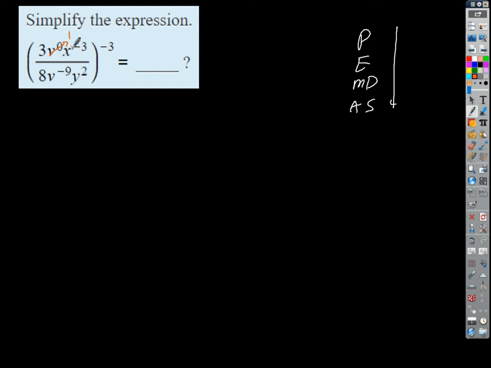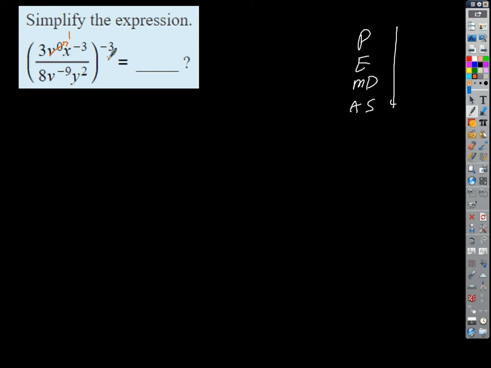What else? Well, 3 over 8 doesn't simplify. There's no other like bases. But I can do some stuff. I could flip some stuff. I certainly could. That would work. But when I get down to exponents, what am I going to do with this negative 3? Distribute it. I'm going to distribute it, aren't I?